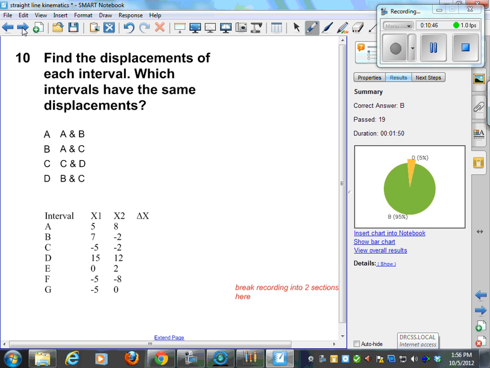And which ones are the same? Oh, we almost got everyone right. It's A and C, isn't it? Yep. Right? A and C. Okay, that's good.